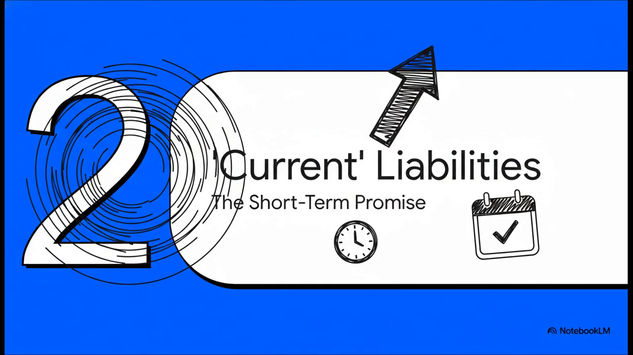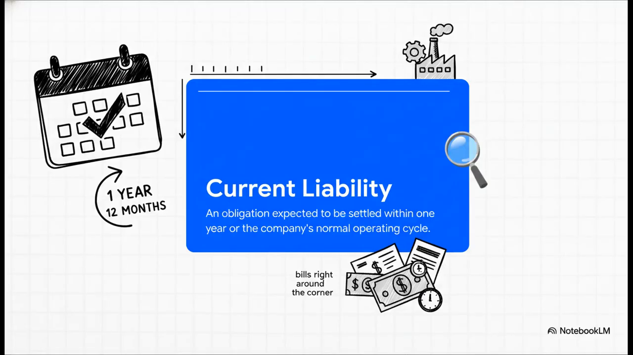All right, now that we've got a handle on what a liability is in general, let's add that super important word back in: current. We're going to narrow our focus now from all the company's promises down to just the short-term ones. And the official rule here is actually pretty simple. A liability is considered current if it's due within 1 year, or what's called the company's normal operating cycle. But honestly, for most businesses out there, this just means anything they have to pay off in the next 12 months. These are the bills that are right on the horizon, staring them down.